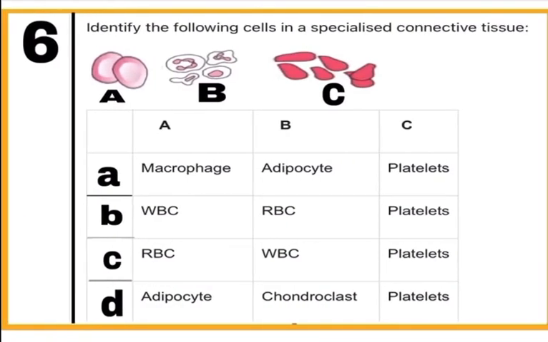Question 6. Identify the following cells in a specialized connective tissue. These are the cells found in fluid connective tissue, blood, where A are RBC or red blood cells, B are WBC or white blood cells and C are platelets. So the correct match is C, mark C.